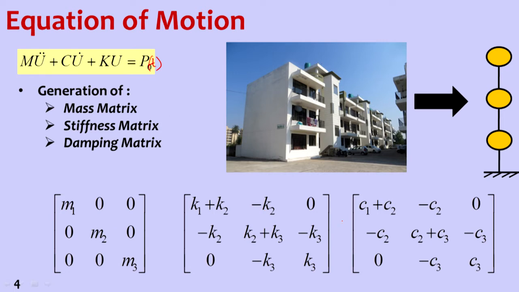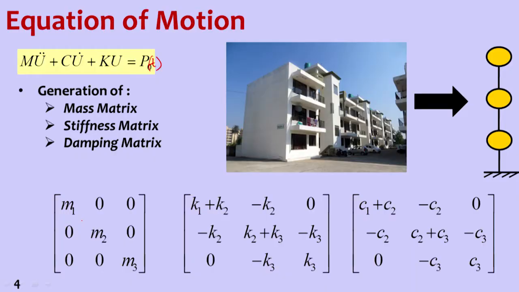We had already discussed that these matrices are positive definite. Positive definite means that if we take the determinant of these matrices, it will be more than 0. That means a positive value will come.